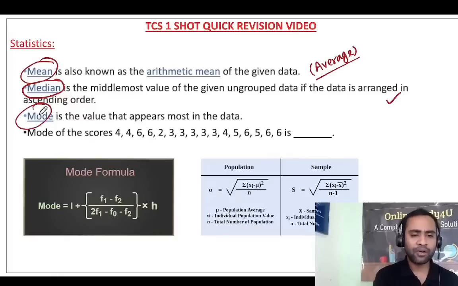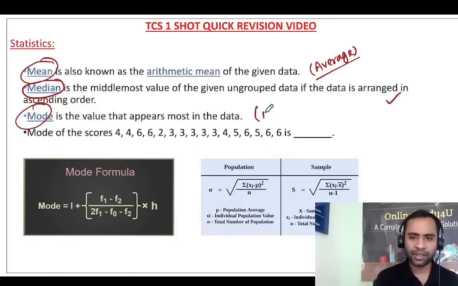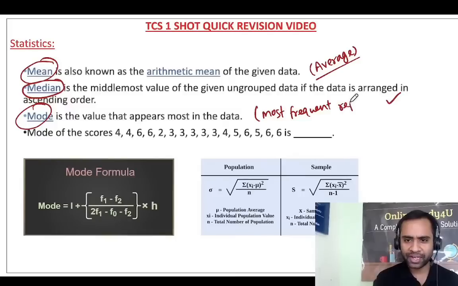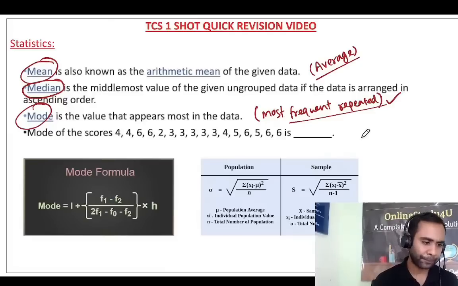Mode. Now mode is the value that appears most in the data. So you can say most frequent, most frequently repeating. The most frequently repeated data is nothing but your mode. Clear? Okay.